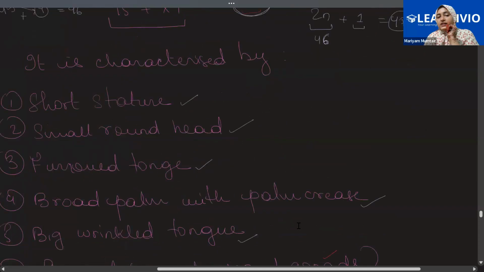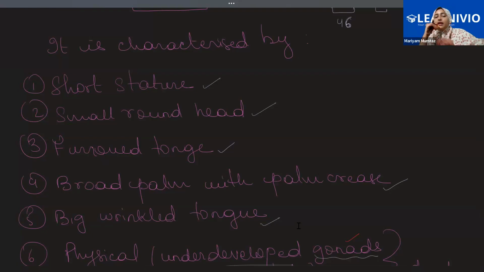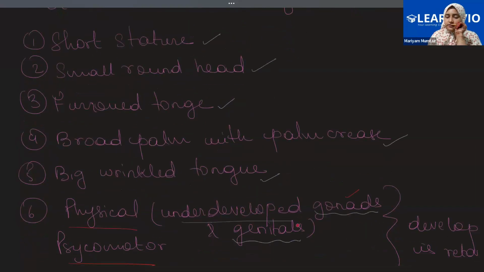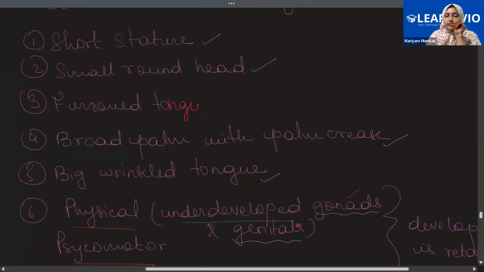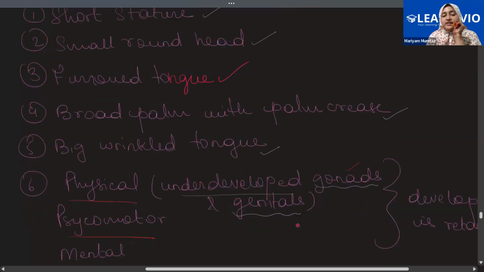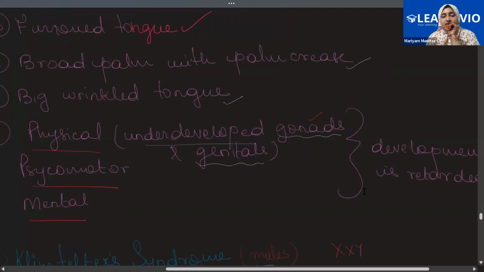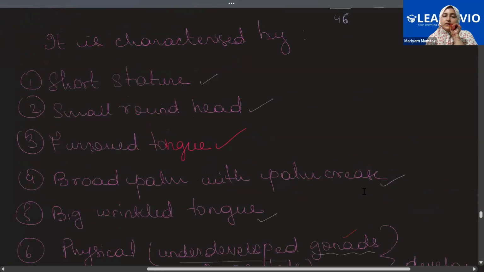Now, what happens in this particular disease? Short stature. The person who has this disease is usually of short height. Small round head, furrowed tongue. The spelling of tongue is wrong here. So, furrowed tongue is present. The palm is broad and a lot of creases are there in the palm. Crease means lines. Then a big wrinkled tongue is also there. Physical, psychomotor and mental development is retarded. Physical means the genitals, the gonads, all of these will not be developed properly. They will be poorly developed. So this is about Down syndrome.